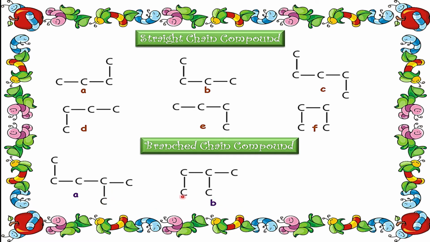Another example is this. This is also a branch chain compound. If you select the chain, this will be your chain and this carbon will be your branch. Or you can select the chain like this also. So this carbon will be your branch. So these two are branch chain. This one also is a branch chain compound. If you select the carbon chain, you will select like this. So this carbon will be extra and it will be considered as branch. So hopefully you understood the difference between straight chain compound and branch chain compound.